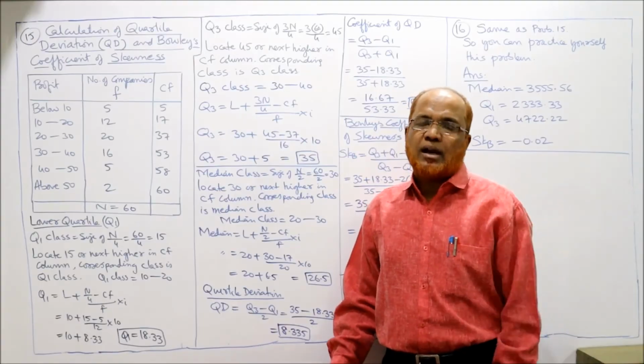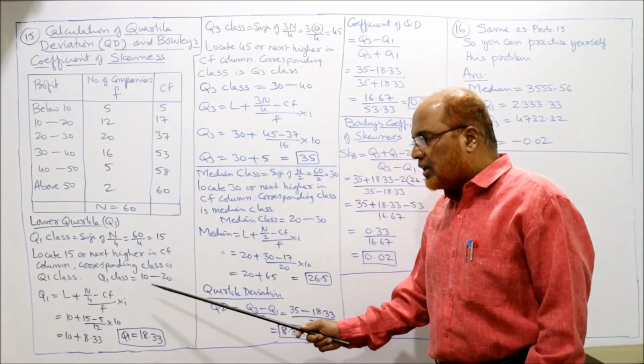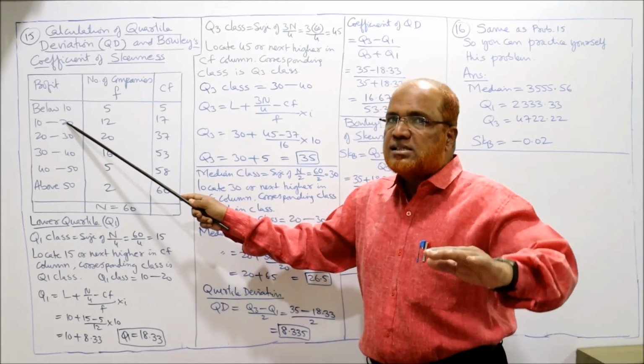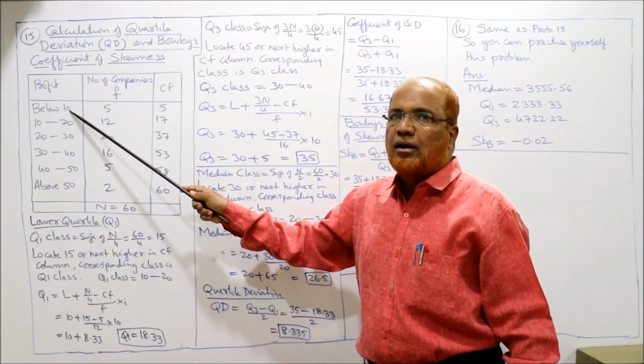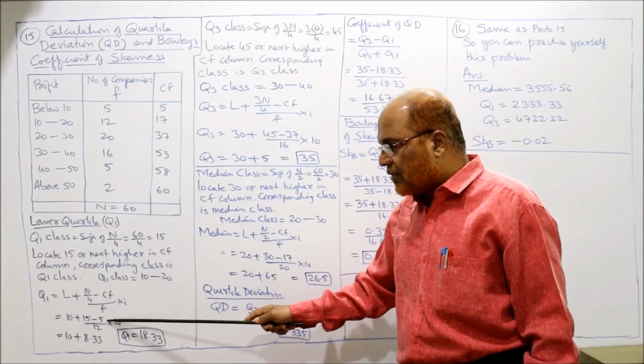Preceding the Q1 class. Q1 क्लास से पहले वाला क्लास का CF चाहिए. तो Q1 क्लास कितना है? 10 to 20. तो this 10 to 20 is the Q1 क्लास. इससे पहले वाली क्लास क्या है? Below 10 है. और below 10 का CF कितना है? 5. तो यहां पर CF की जगह पर 5 लेंगे.